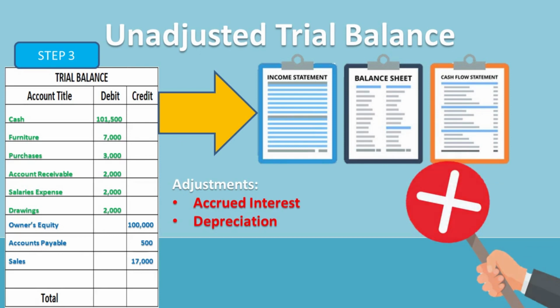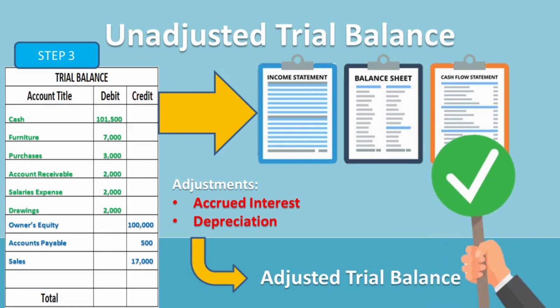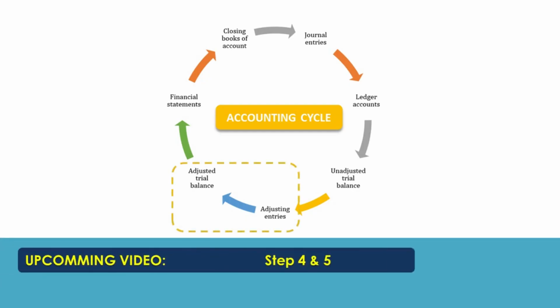Once a business makes the proper adjustments to its general ledger, it creates an adjusted trial balance, from which it prepares a post-closing trial balance with all entries netting to zero. In the next video we will cover the adjustments and closing entries that are necessary for preparing accurate financial statements.